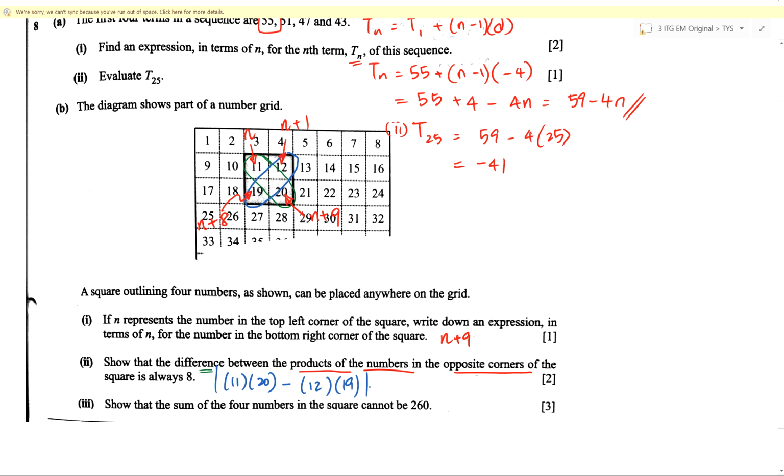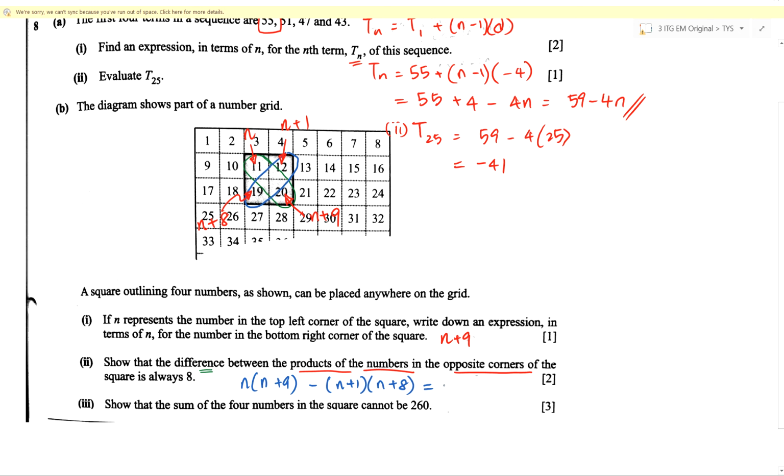There's no point doing this and showing that this is 8, because you have only shown it for one example. What you need to show is for a general case, which means that specific numbers cannot be used. We will therefore need to use a representation of the numbers. In this case, we'll use n multiplied by n plus 9. So n multiplied by n plus 9, we're going to take away the other product, which is n plus 1 multiplied by n plus 8. And we're going to find this difference.